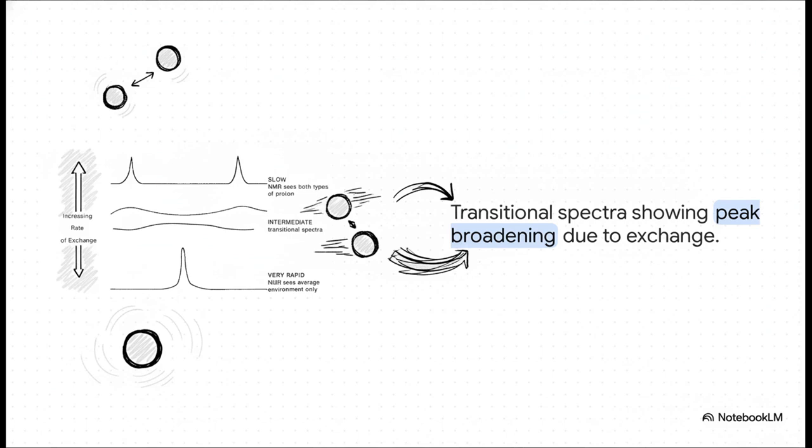It's only when the exchange speeds back up to being very rapid that the blur coalesces back into a single, sharp time average peak. So rule of thumb, if you ever see a wide, squat peak in your spectrum, your chemical exchange is caught right there in that intermediate NMR timescale.